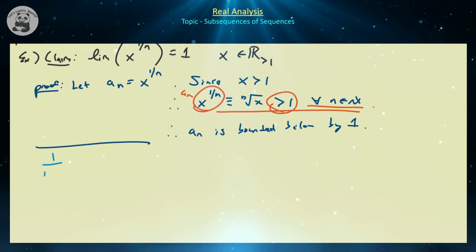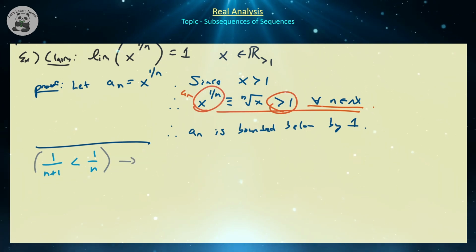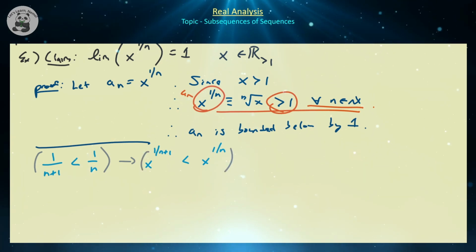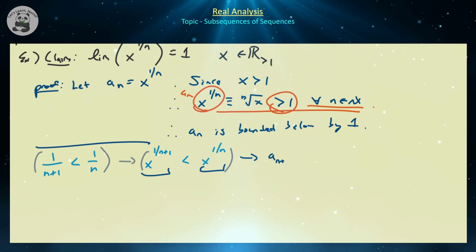Also, if we look at 1 over n+1 and 1 over n, since n is a natural number, we know that 1 over n+1 is going to be less than 1 over n. So from this inequality, what can we get? Well, that implies that x to the power of 1 over n+1 will also be less than x to the power of 1 over n. And again, that's another real number property that you can use or prove via mathematical induction. And obviously these are sequences, just at different indices. So that means that a_{n+1} will be less than a_n, and as usual, that's true for all n in the set of natural numbers.